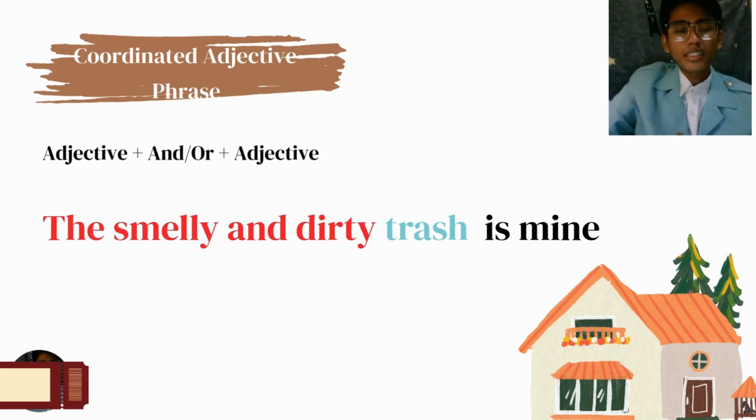So coordinated adjective phrase is quite simple. It is just two adjectives combined and separated by "and" or "or". Like the smelly and dirty trash is mine. But the adjectives have to be equal, like smelly and dirty, or big and strong. And you cannot use something like big and small, because big and small contradict each other. So it's a contrast, and you cannot use something like that.